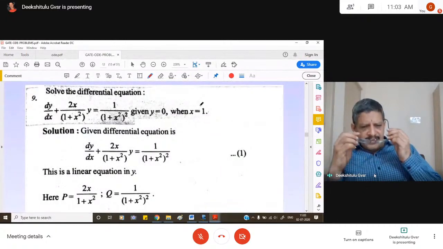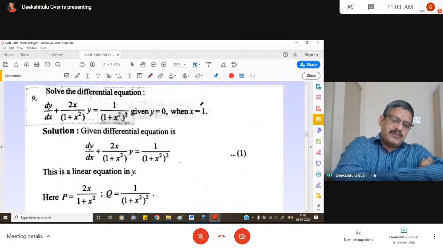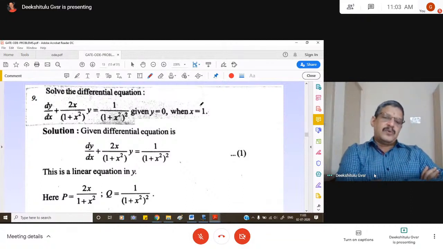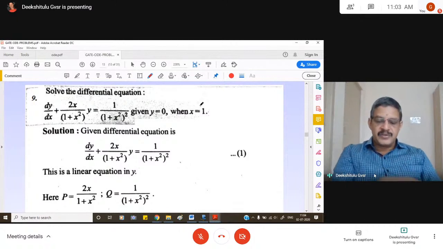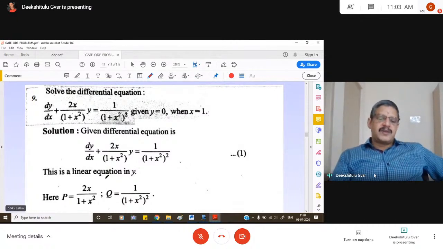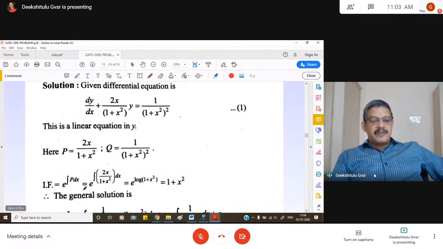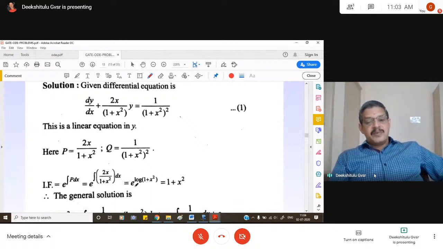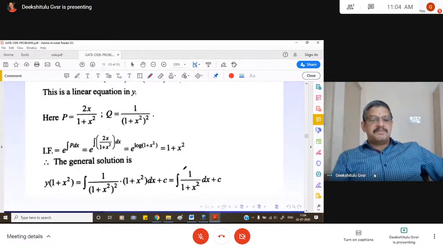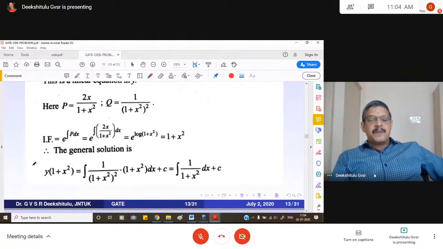Now solve the differential equation dy by dx plus 2x by 1 plus x square y is equal to 1 by 1 plus x square whole square, given that y is equal to 0 when x is equal to 1. So this is the given differential equation where p of x is 2x by 1 plus x square and q of x is 1 by 1 plus x square whole square. So the integrating factor is e power integral p dx, e power log 1 plus x square, which is 1 plus x square. So the general solution is y into integrating factor is equal to integral q into integrating factor dx.